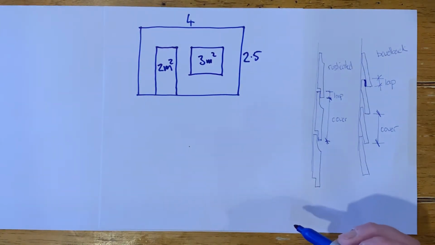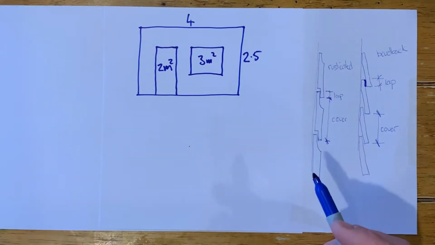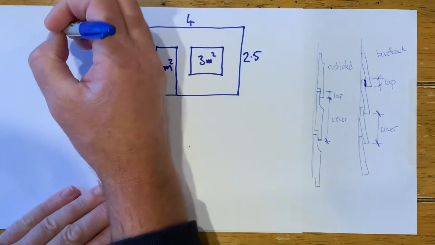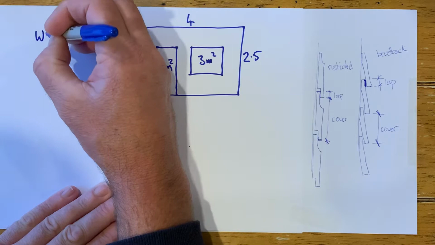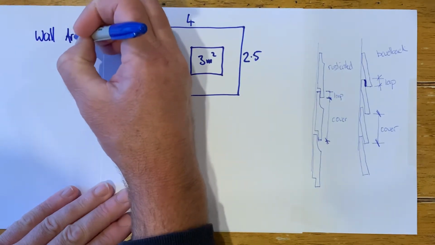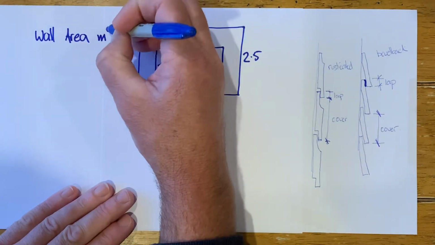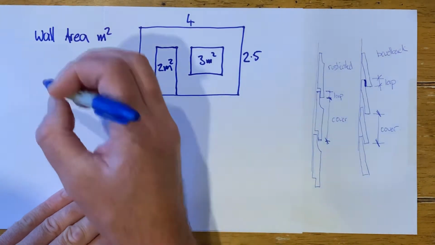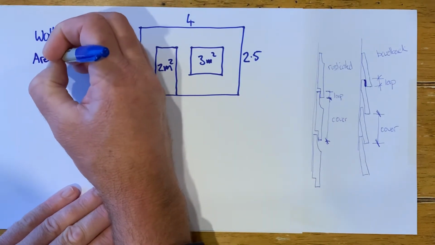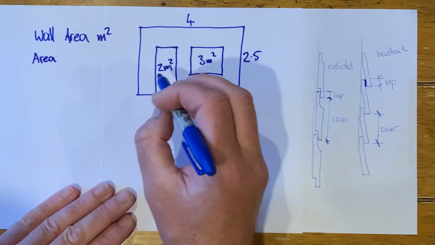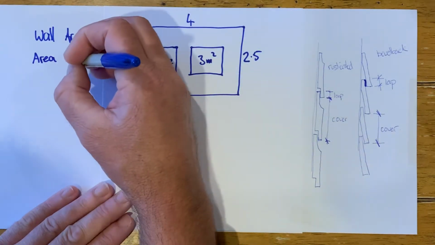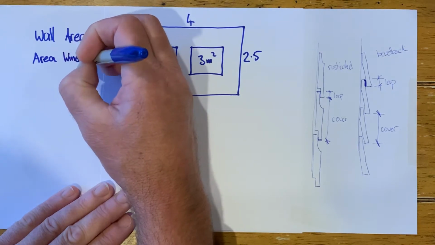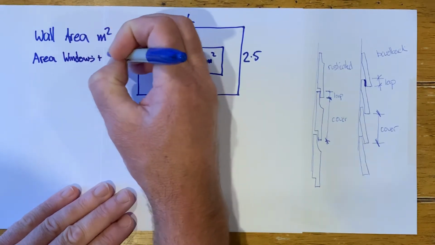So to work out how many weatherboards we need, for a start, we need the wall area, and we need that in meters squared. We need the area that we're not going to line. In this case it's the windows and doors. So the area of windows and doors.